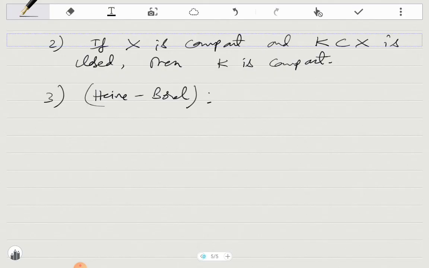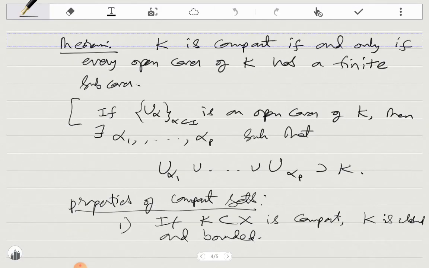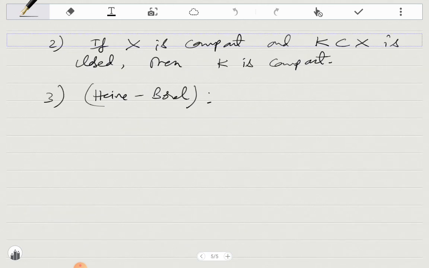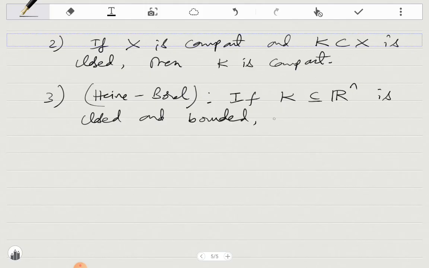It is a converse to the first statement that I made here, that compact sets are closed and bounded in arbitrary metric spaces. But the converse is true in Rn. If K contained in Rn is closed and bounded, then it is compact.